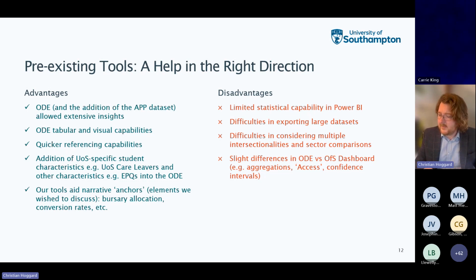Now, many of you will be aware that Power BI has limited statistical capabilities. You can't really make meaningful analytics in that sense. There's difficulties in exporting the data sets out if they're of a certain size. It's difficult to consider multiple intersectionalities and to export them quite quickly. And we had slight differences in our outcomes data explorer with the OFS dashboard because it was developed for TEF and B3, so we didn't even have access in there.